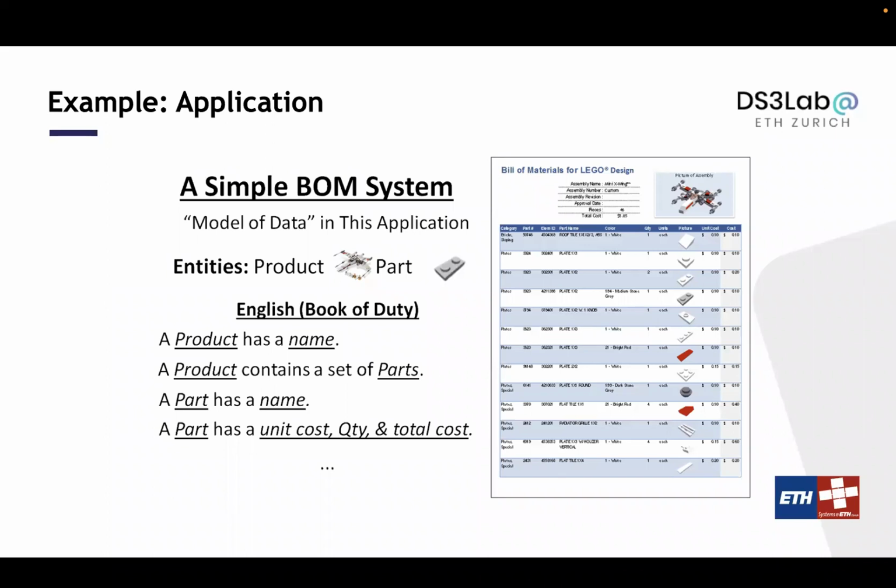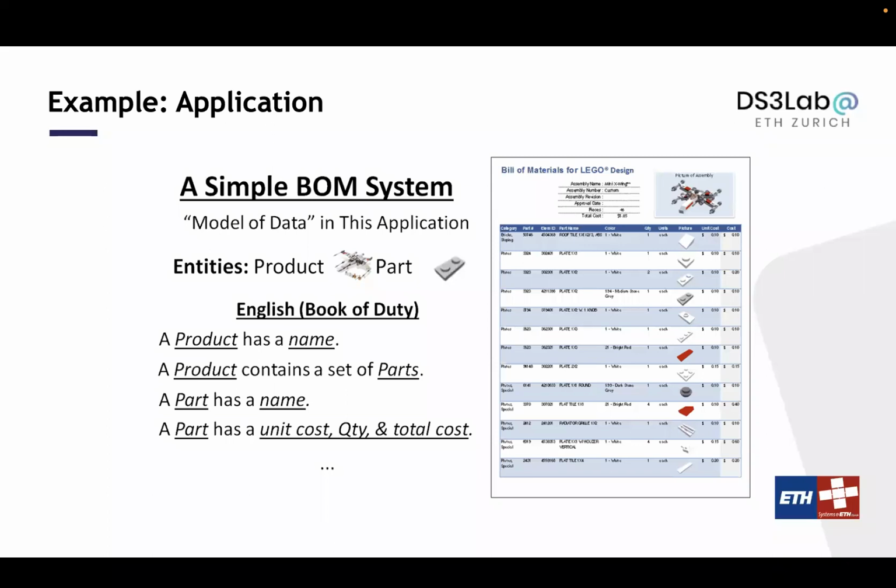By looking at this application, you can actually write down all the information that you want to capture in natural language, in English, for example. So we have a whole bunch of products. Each product has a name. Each product contains a set of parts. A part has a name, a part has a cost, a total cost, and so on and so forth. You are able to write down what you want to capture in natural language.